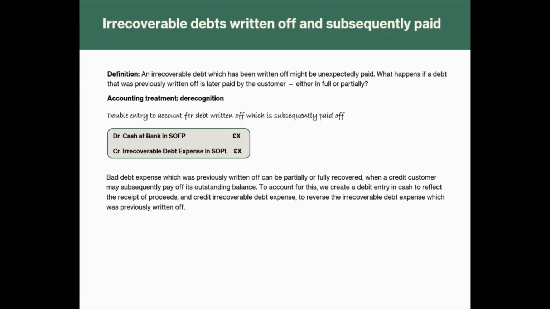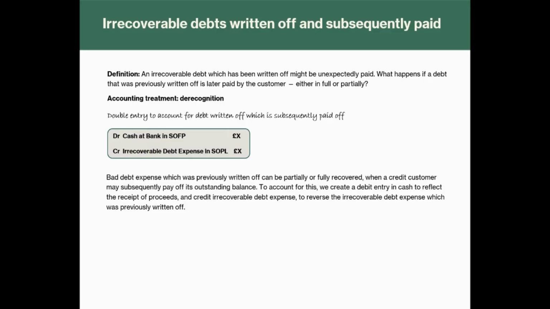However, there are occasions where a customer later makes a payment, either in full or in part, after the debt has already been written off. This may occur if the customer's financial circumstances improve or if they decide to settle the outstanding balance. When this happens, the business must reverse the original write-off because the earlier assumption that the debt was uncollectible is no longer accurate. Now, let's look at the double entries involved.